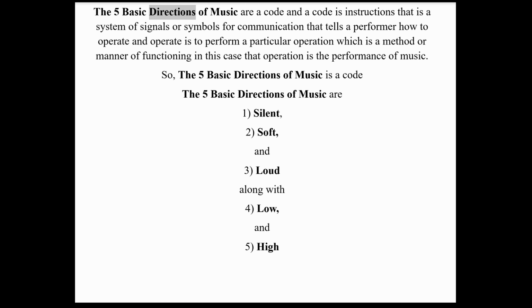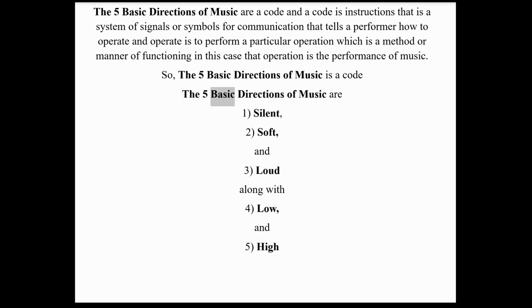The 5 basic directions of music are a code, and a code is instructions, that is a system of signals or symbols for communication that tells a performer how to operate. To operate is to perform a particular operation, which is a method or manner of functioning. In this case, that operation is the performance of music. So, the 5 basic directions of music is a code.